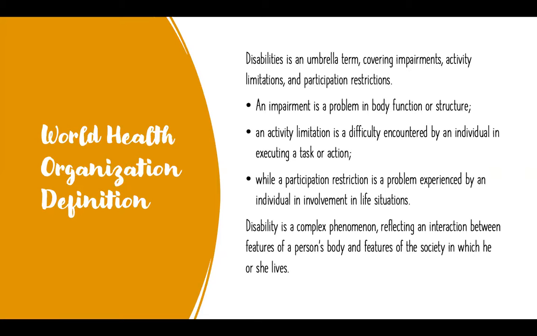Disability is an umbrella term covering impairment, activity limitation, and participation restrictions. We'll go through these items. An impairment is a term I don't care for, but nonetheless it exists in the literature. Impairment is a problem in body function or structure. An activity limitation is a difficulty encountered by an individual in executing a task or action. And this third point is one that we'll mostly talk about today. Participation restriction is a problem experienced by an individual in involvement in life situations. So put those three things together, and disability is a complex phenomenon reflecting an interaction between features of an individual and society.